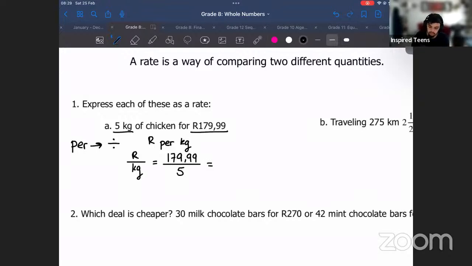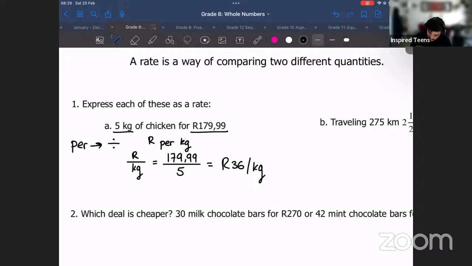Also, if you want to understand it, you can see that this division is actually taking 179.99 and separating it into 5 equal parts. That makes sense because for 179.99 rand, we're getting 5 kgs. So if I just divide that by 5, it's going to give me the value of 1 kg. When we do that calculation, I'm just going to round it off. We actually get an answer of around 36 rand per kg.